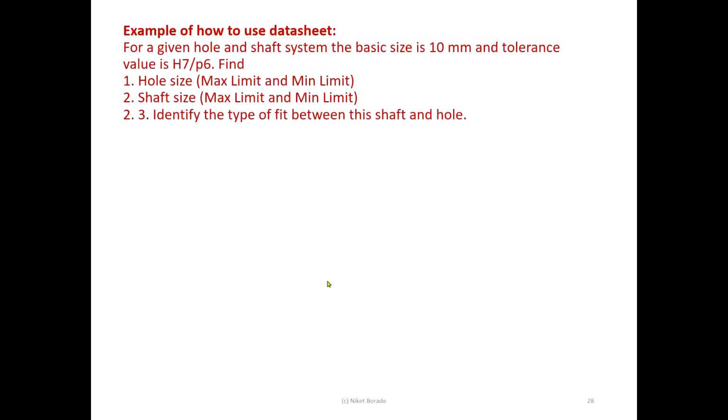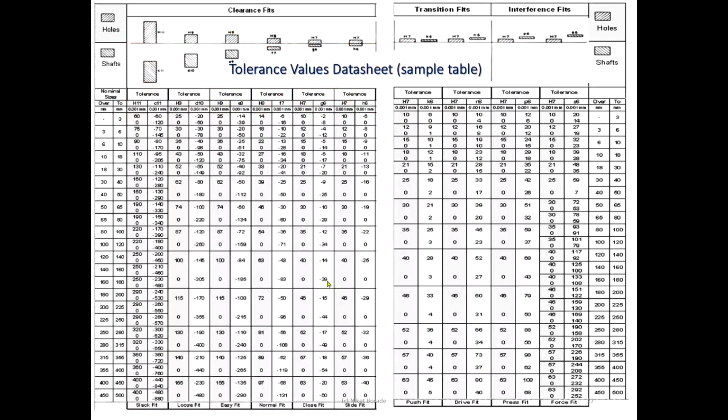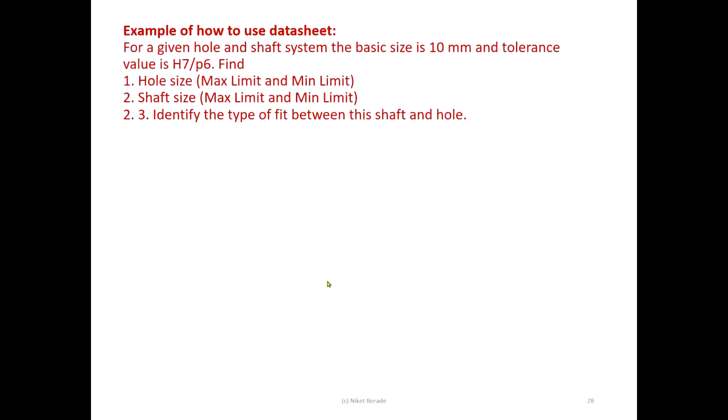Now, I said we will use this table to find a particular number. What is the example here? If you have a pen and pencil, you can write it down also. We want to calculate here for the given hole and shaft system. The basic size is 10 millimeters and the tolerance value is 7P6.